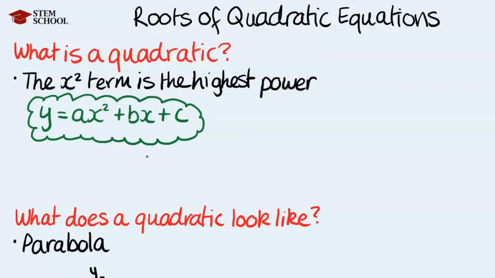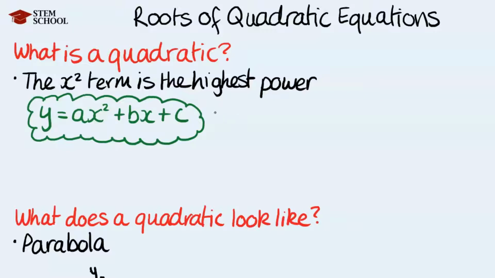So hopefully you'll have seen quadratic equations before. They have this form here, y is equal to ax squared plus bx plus c. You have the x squared term, you have the x term, and then you have the number on the end there. So it's a quadratic because the x squared term is the highest power in the equation.